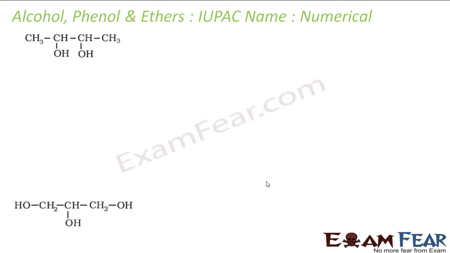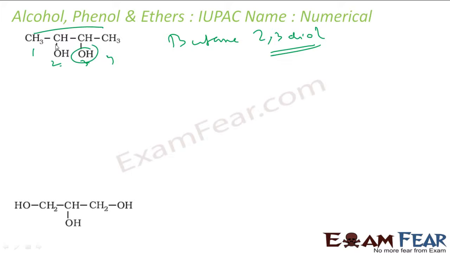Let's try to name this compound. Again, this is my longest chain, and I can number in any fashion because it doesn't matter, it's all symmetrical. 1, 2, 3, 4. So it will be butane-2,3-diol, right? Butane-2,3-diol. Why am I writing this last? Because this is my primary functional group.